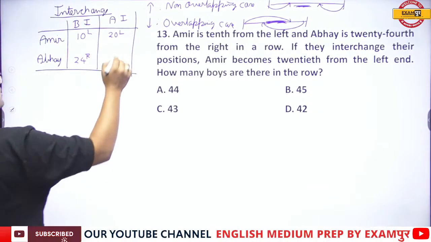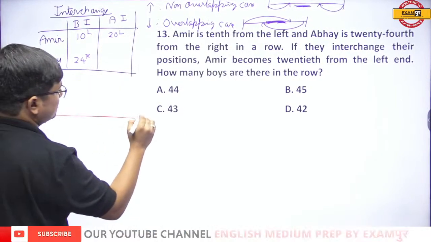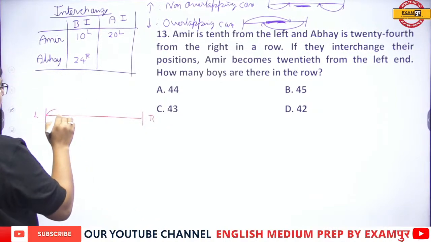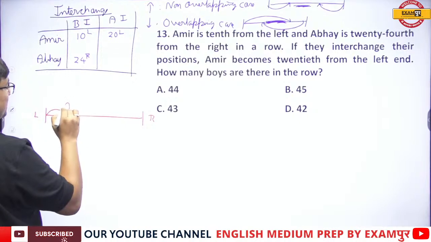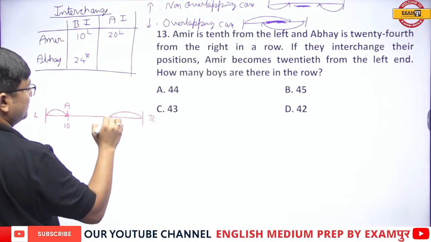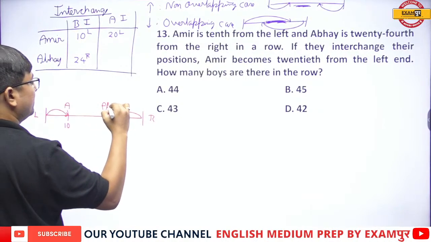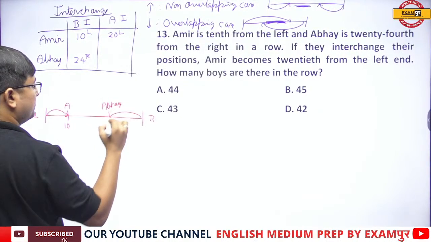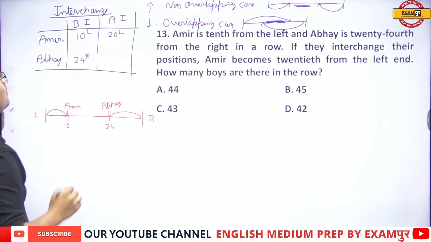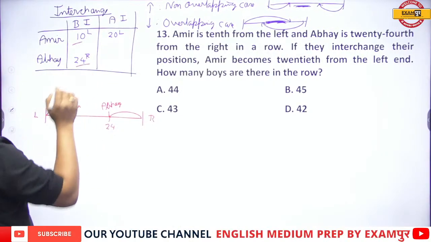Since here the position is increasing, it is a non-overlapping case. This is the left end, this is the right end. Amir's position is 10th from the left. This is Abhay, position 24th from the right. This is Amir, 10th from the left, and Abhay 24th from the right.